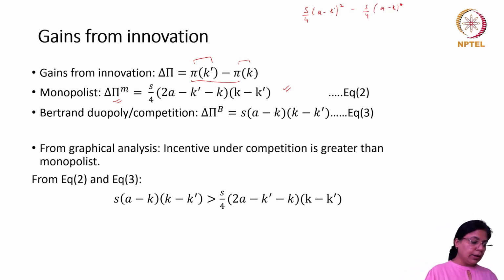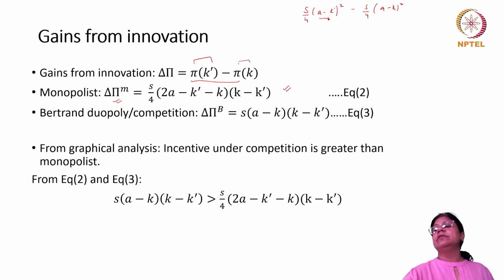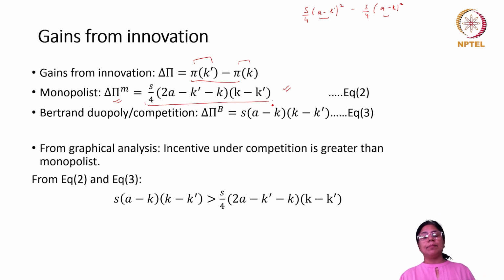This is what we have done, and once we open this, clearly you can open these terms and then put them together, bring the common terms, and you should be able to get this S by 4 into 2A minus K prime minus K multiplied by K minus K prime. On the other hand, when we look at the profit which now will be made by Burton duopolist or one of the a firm which has now come up with the process innovation, their profit calculation is rather very simple.